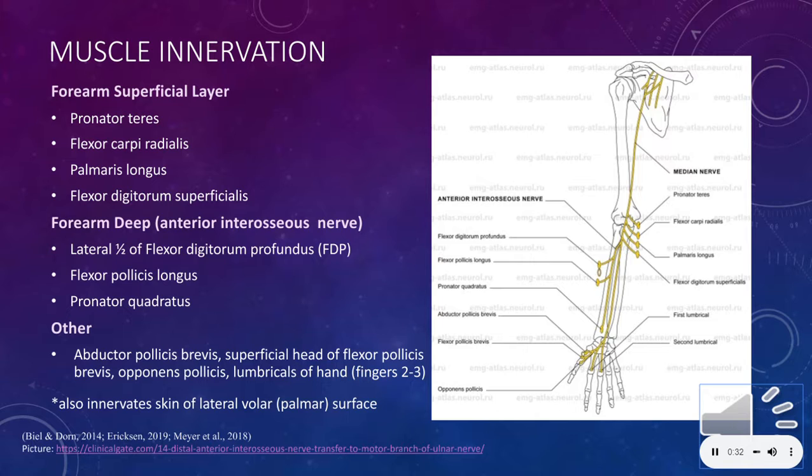Some other muscles that it innervates are the abductor pollicis brevis, superficial head of the flexor pollicis brevis, opponens pollicis, and lumbricals of the hand, which are only the fingers 2 and 3. It also innervates the skin of the palmar surface, lateral palmar surface.